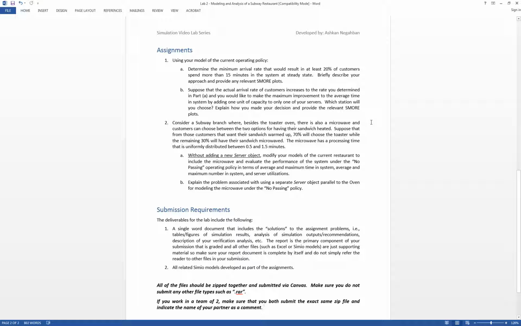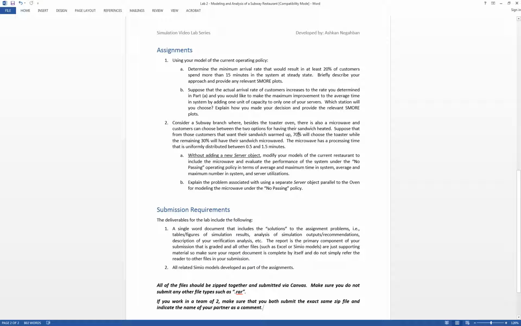The question wants you to explain how you make your decision and which station you choose based on your analysis. In the second assignment, we are considering another Subway branch. In this branch, we also have a microwave besides the toaster. Now 70% of the customers that actually want their sandwich warmed up will choose the toaster, and 30% will choose their sandwich to be microwaved.